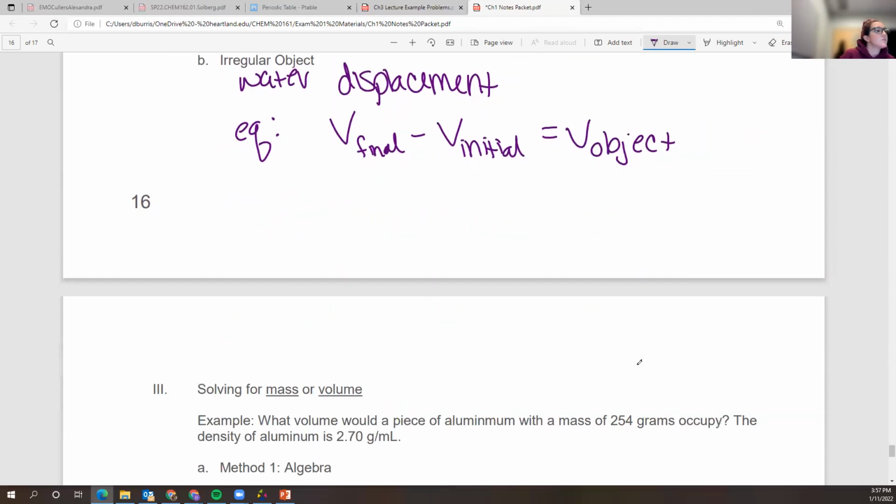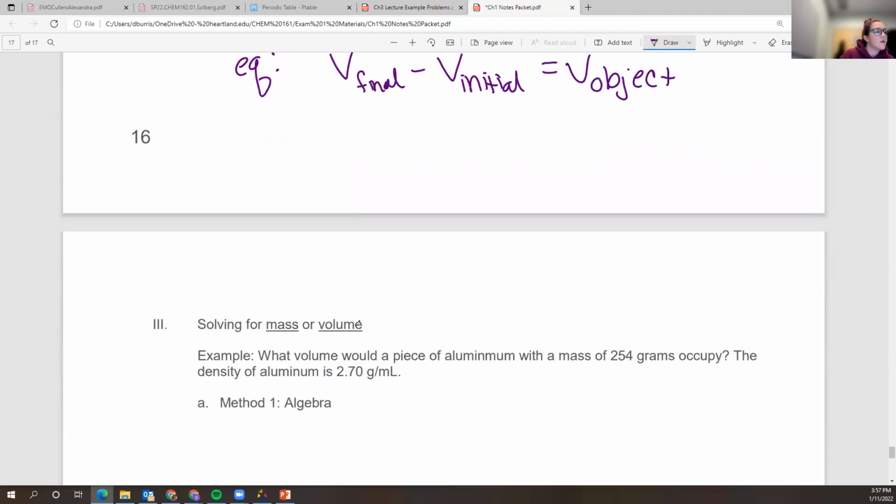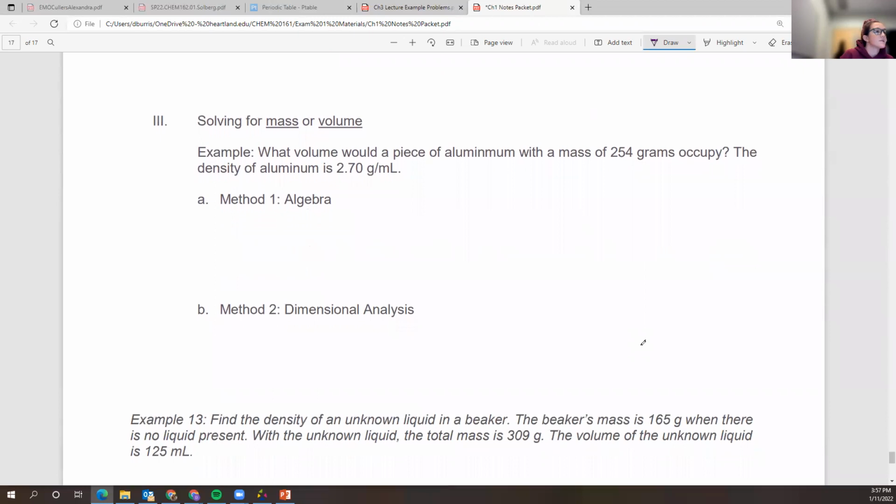Okay, so now how do we do these problems where you have to solve for mass or volume, which you will absolutely be asked to do? I have an example here, and I'm going to do it with two methods. All right, so what volume would a piece of aluminum with a mass of, let's see, I've got 254 grams occupy if I gave you the density as 2.70 grams per milliliter?